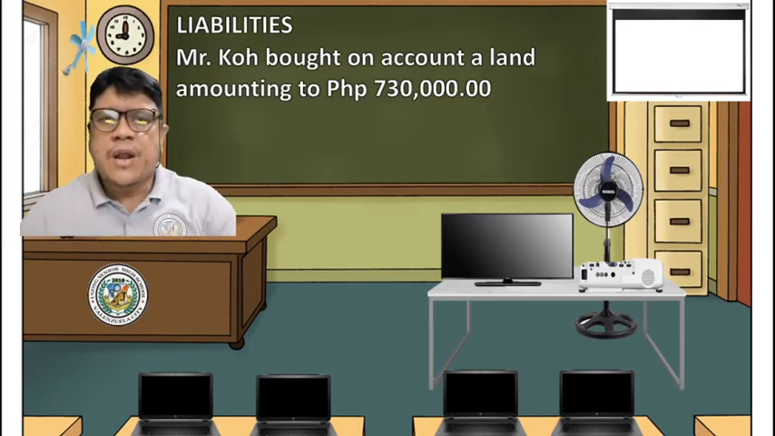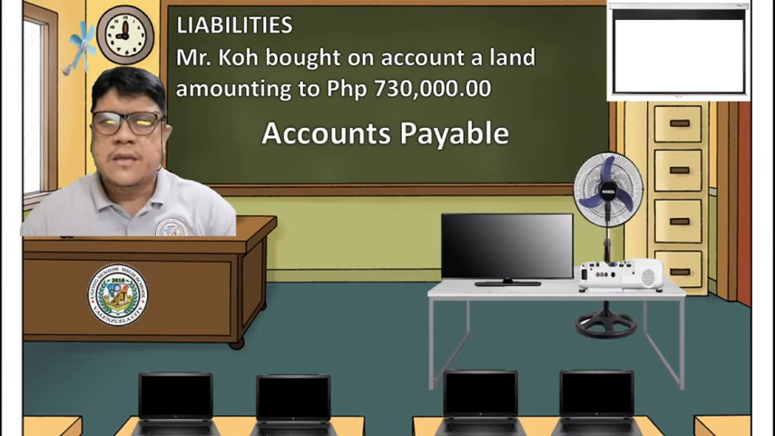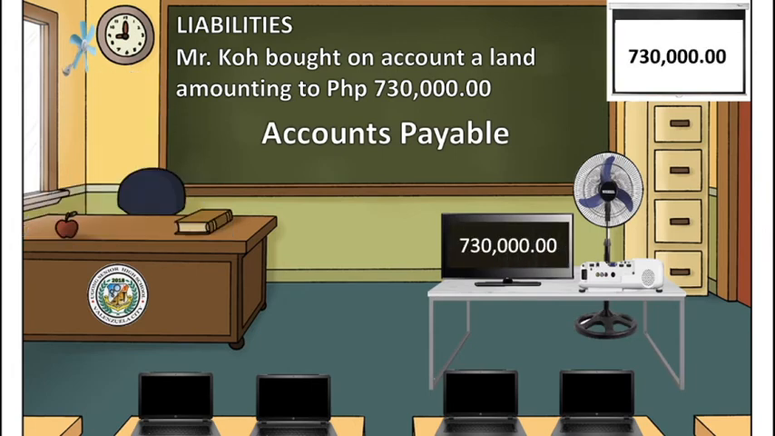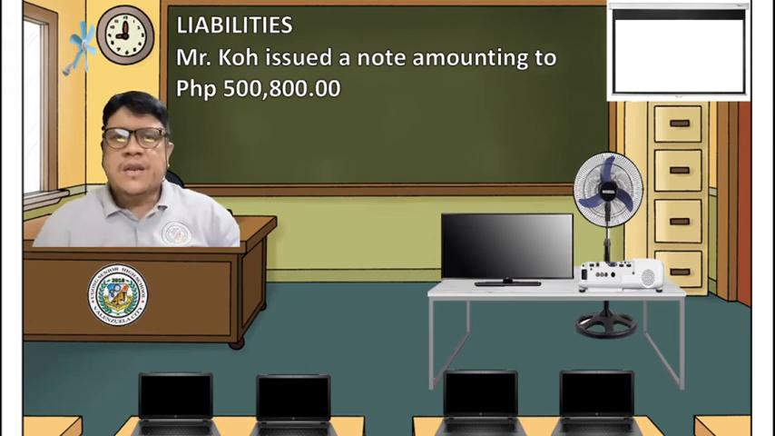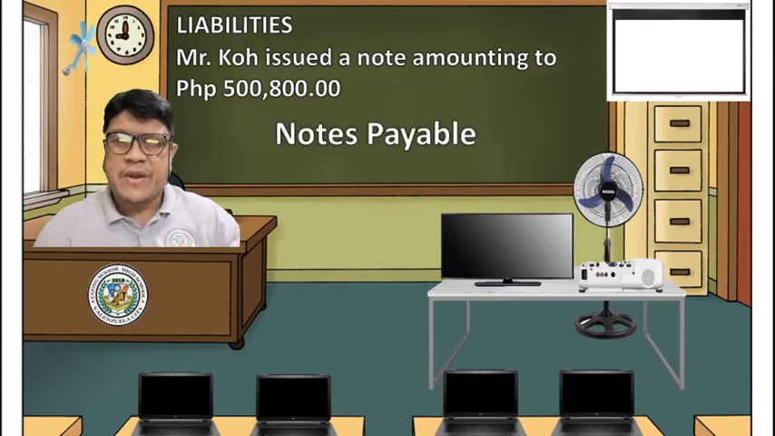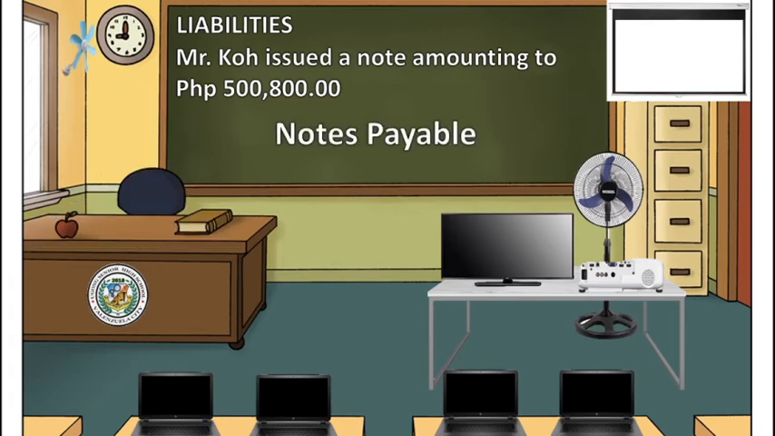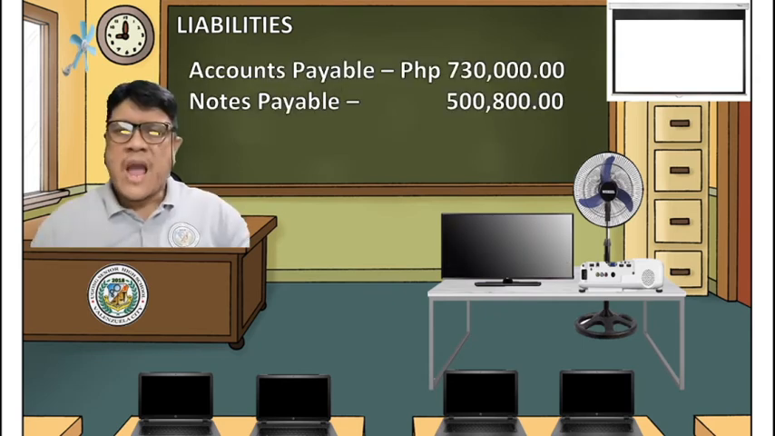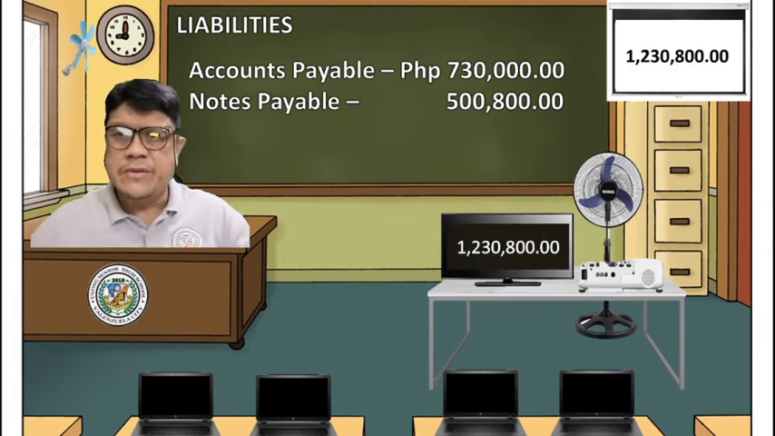Mr. Ko bought on account a land amounting to 730,000 pesos. What kind of liability is that? Very good. How much? Mr. Ko issued a note amounting to 500,800 pesos. What kind of liability is that? Very good. How much? As listed, how much is the liabilities of Mr. Ko? Very good.